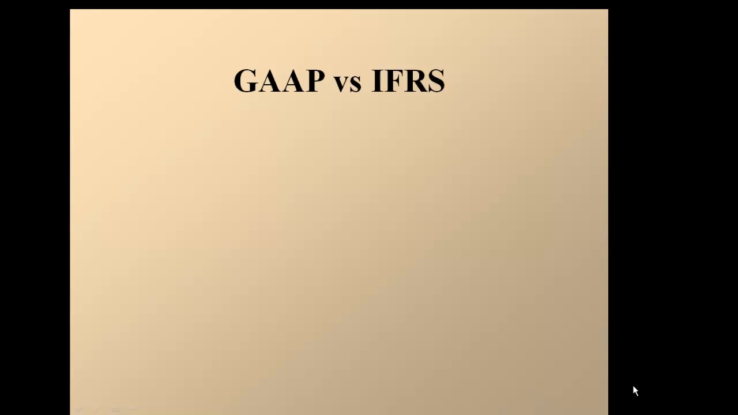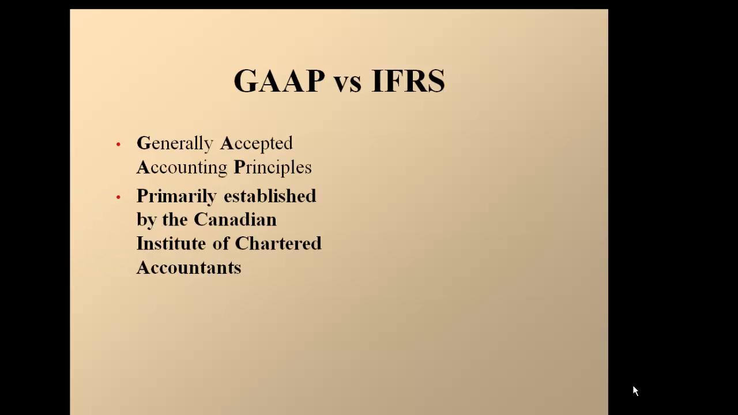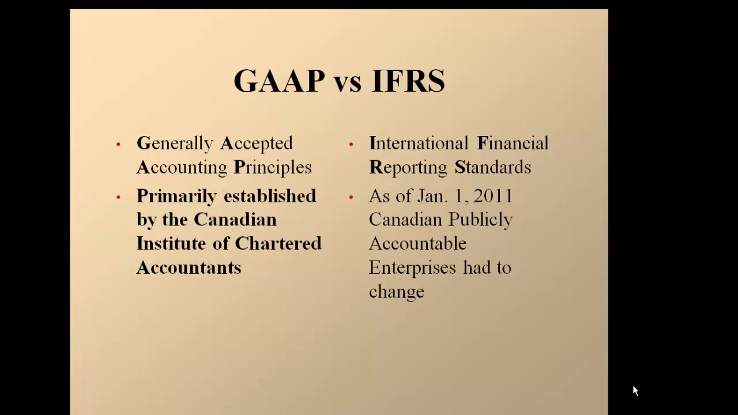Another thing that I want to remind you about from grade 11 accounting is GAAP versus IFRS. GAAP stands for Generally Accepted Accounting Principles. These are primarily established by the Canadian Institute of Chartered Accountants, so the CAs make the rules in Canada. Whereas IFRS stands for International Financial Reporting Standards. All Canadian publicly traded companies had to change as of January 1st, 2011. They had to change from GAAP to IFRS.